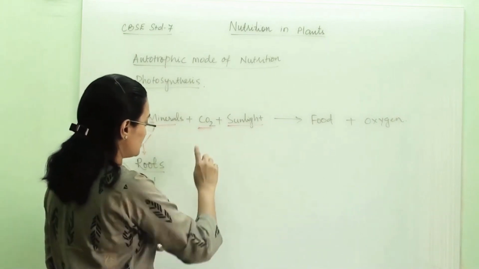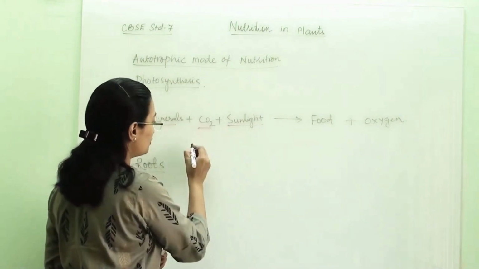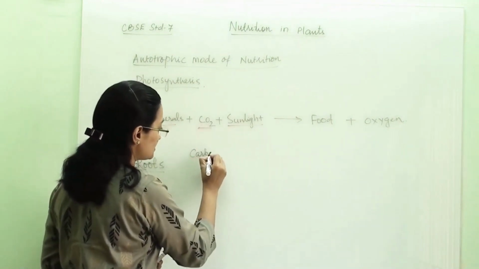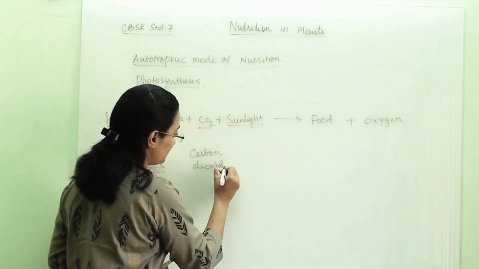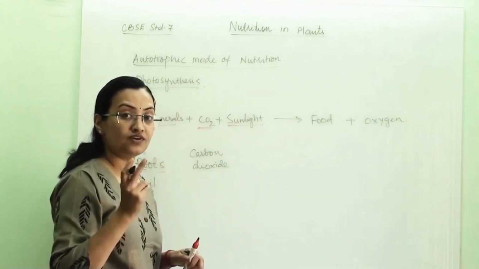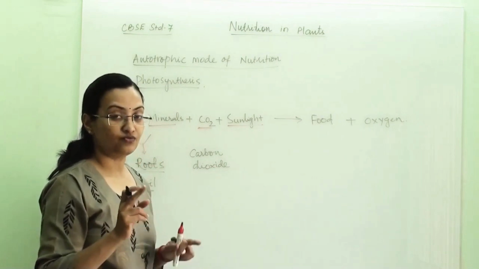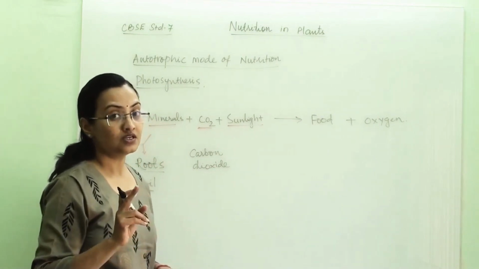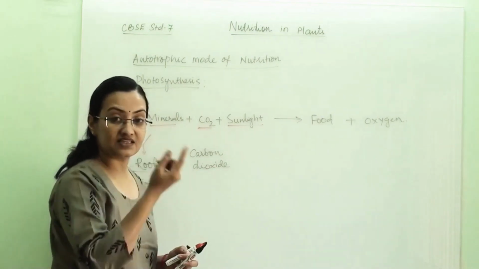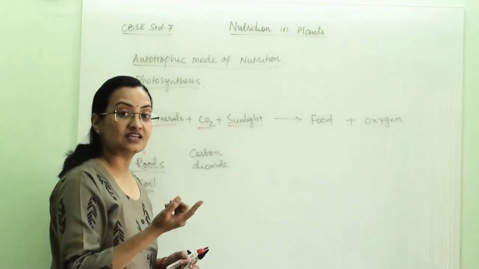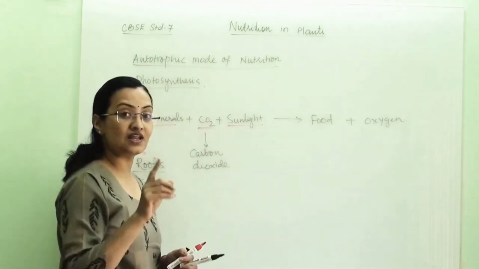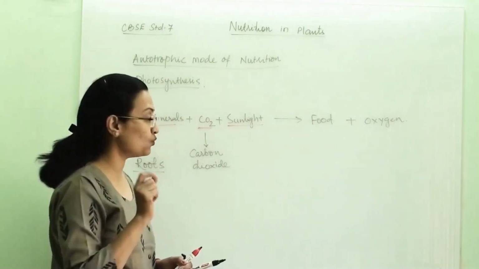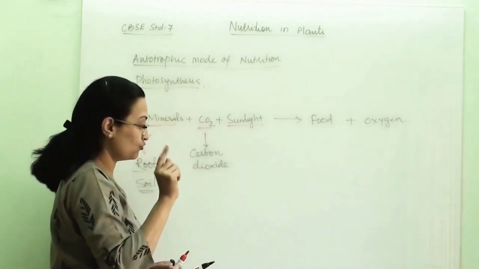Then carbon dioxide. CO2 is the molecular formula of a gaseous substance, that is carbon dioxide. We all know that when we exhale, we exhale carbon dioxide. We require oxygen for our respiration, and when we exhale the air, we are exhaling carbon dioxide. So carbon dioxide is utilized by plants and trees when they are doing photosynthesis.